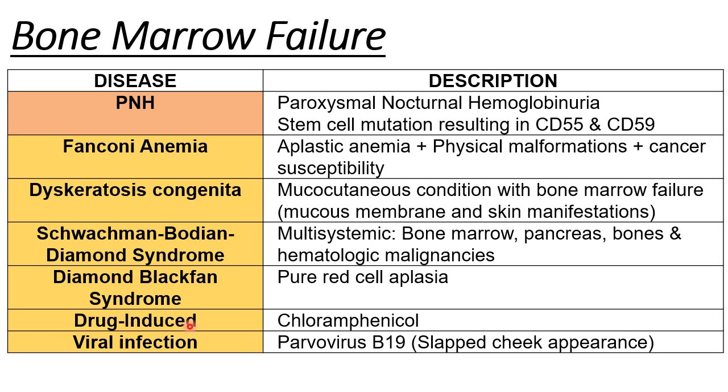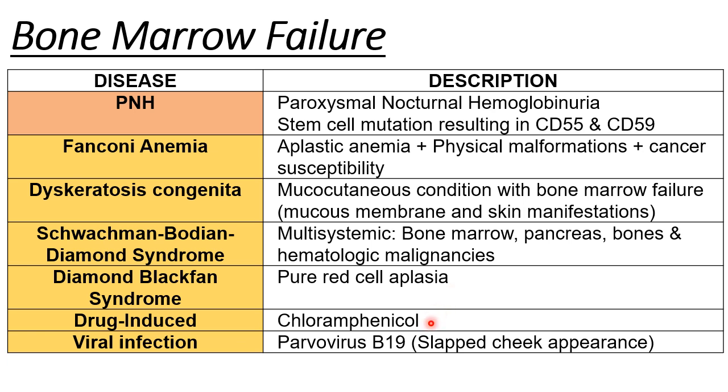Drug-induced naman. Pwede mag-fail ang bone marrow natin if we intake chloramphenicol. Ano ba yung chloramphenicol? This is a drug commonly used to treat Salmonella typhi infection or typhoid fever. Madalas yung binibigay sa mga bata before. Pero now, dahil nga dun sa side effect niya na bone marrow failure, hindi na yan madalas ginagamit.